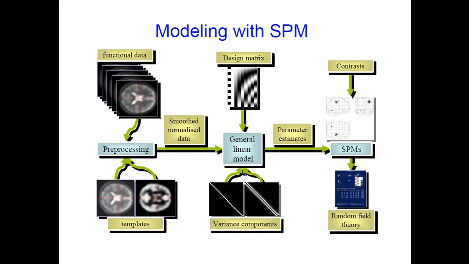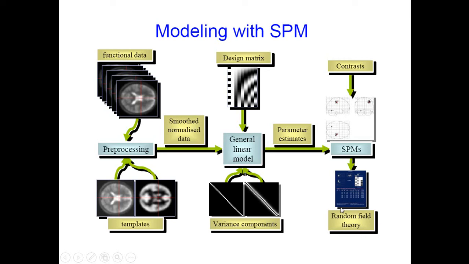Okay, so this is the pipeline we talked about before. We've taken care of this half of the pipeline here. We've prepared the data, and we now have smooth normalized images. So we're going to build a design matrix, which is a set of explanatory variables, as I've mentioned, and we're going to fit it to the data using the general linear model. This will give us parameter estimates, or beta images, which we will then use to test our specific hypotheses using contrasts to compare the betas, and then assess whether those differences are significant under random field theory.